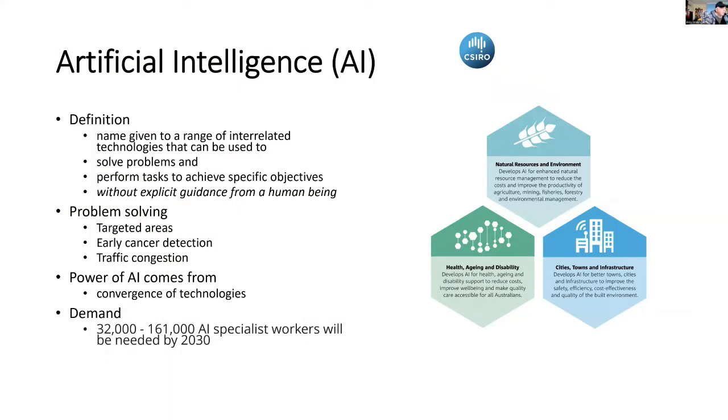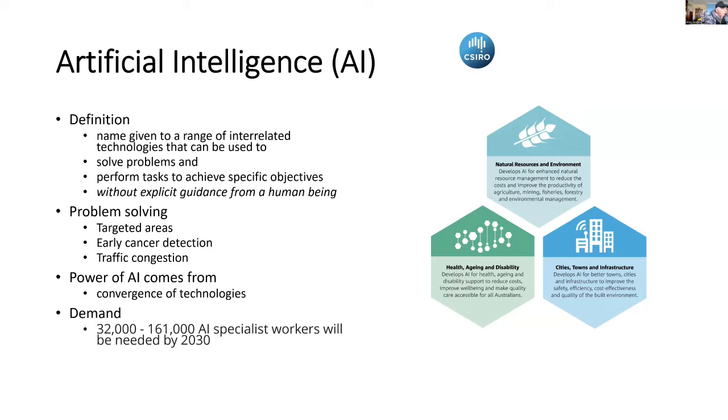Okay, so what is artificial intelligence? Well, this video won't go through an academic study, but we'll just give some guidance. The definition I've got comes from the CSIRO, and it's looking at a range of technologies that converge to solve problems. There's a specific goal in mind, and the problem has been solved without explicit guidance from a human being. So no mention of computers or software here yet. So it's quite a vague or general definition.